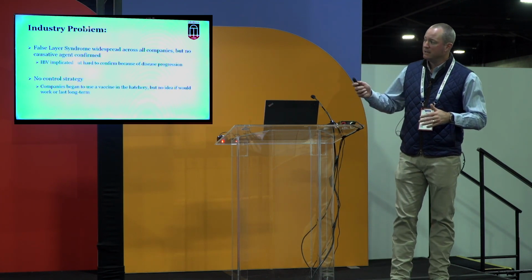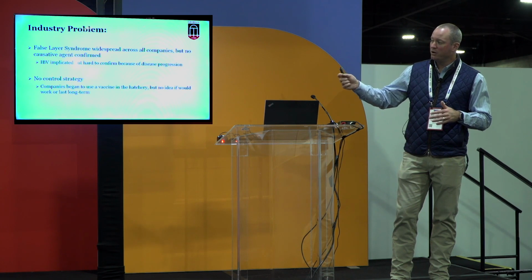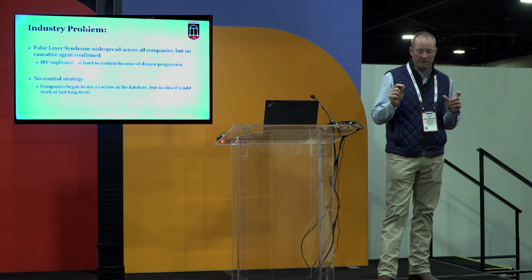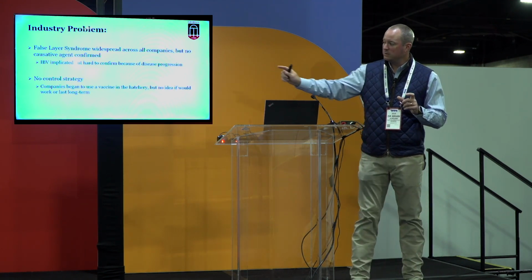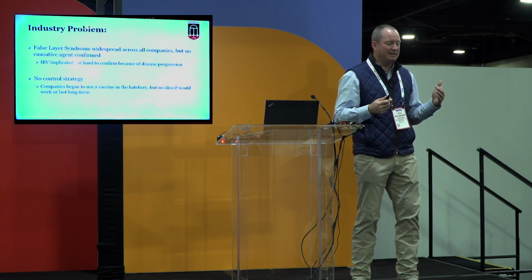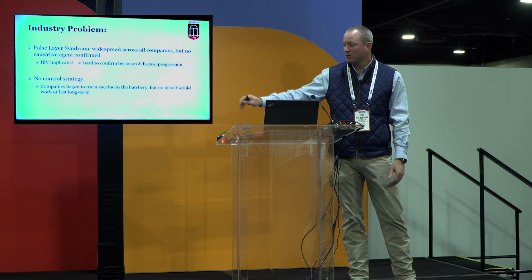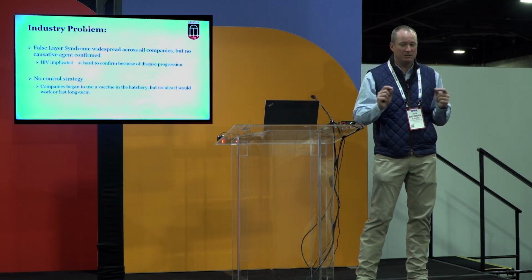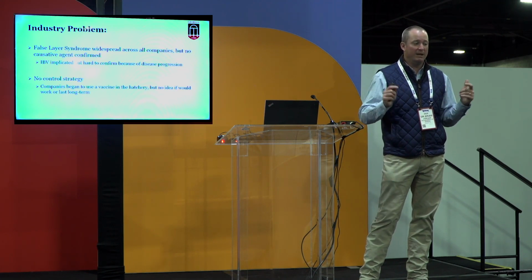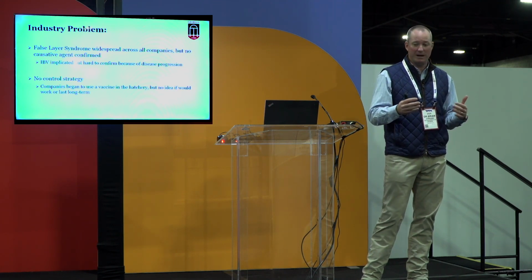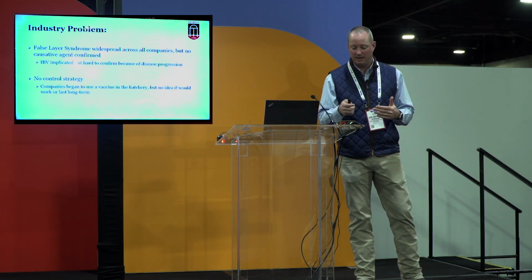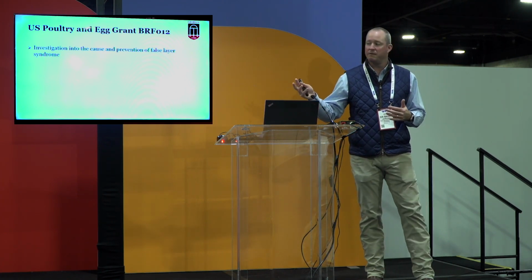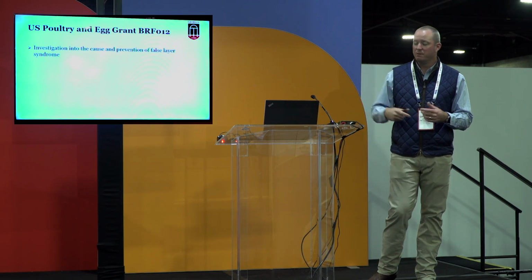And this led to this industry situation. No causative agent confirmed. And I'll explain why bronchitis as the causative agent wasn't confirmed until much later, all right? So bronchitis was speculated. We thought it was DMV, but we didn't know. We couldn't recreate that at the time. No control strategy. There was no DMV type vaccine. Right? Companies were trying a lot of different vaccination strategies to see what would work, but it was just trying to make it stop from a production standpoint, right? There wasn't any real science or data to back up any of the things that they were doing, which led to this US Poultry and Egg Grant, which is the Board Research Initiative, BRF 012, investigation into the cause and prevention of false layer syndrome.